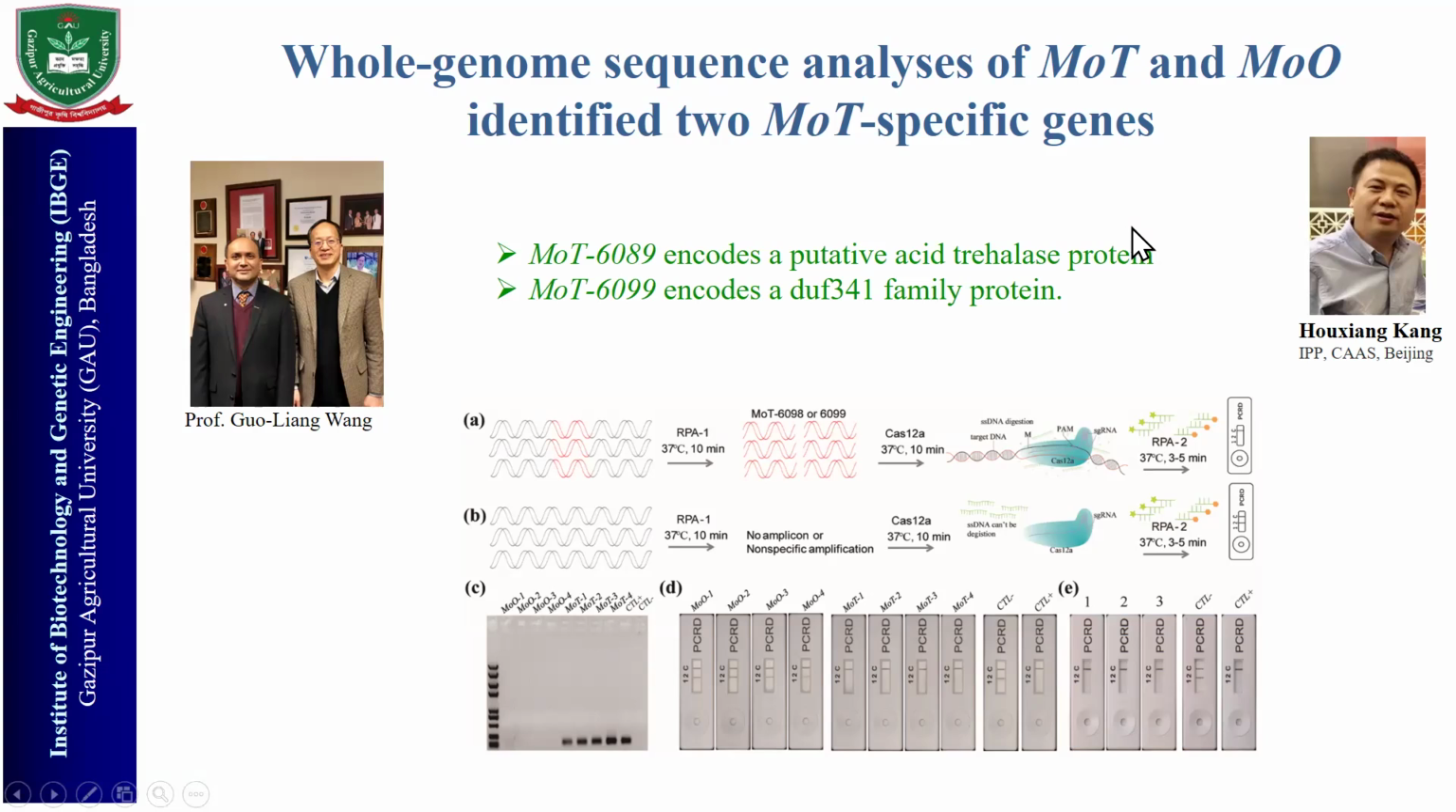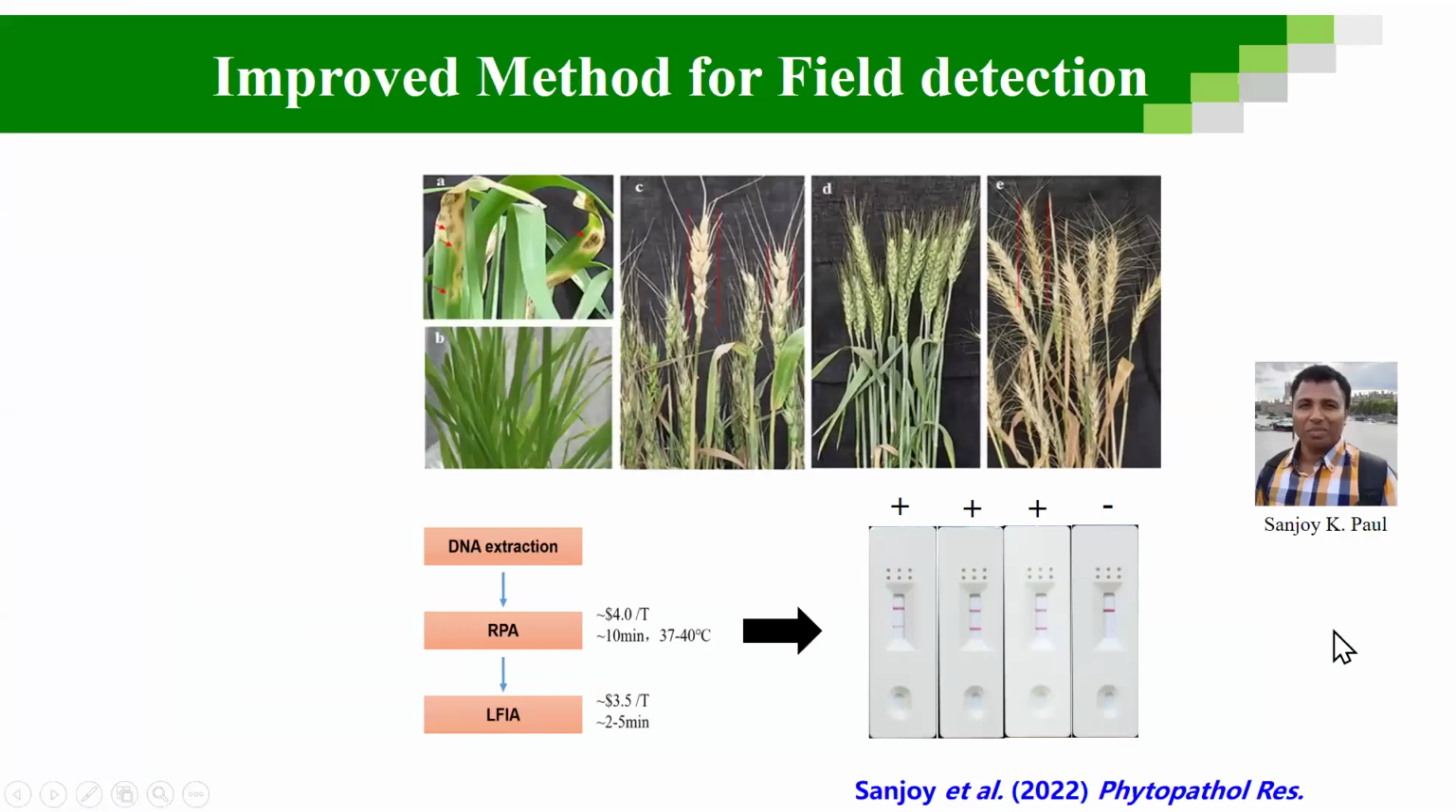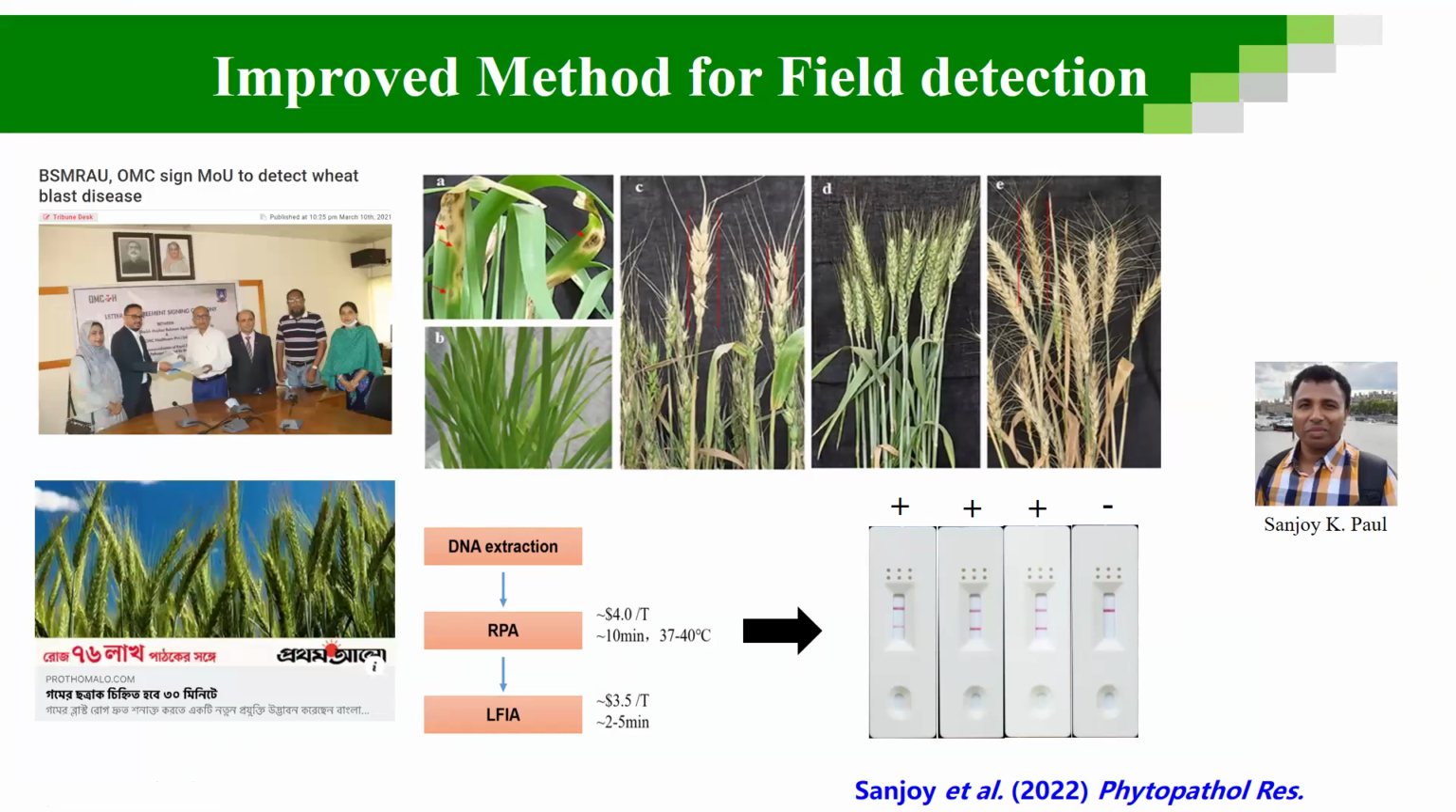And we had lots of collaborators. Finally, we developed this pregnancy-strip-like method, and it was published in an international journal. My PhD student Sanjoy developed this device. If the result is positive, there are two bands, and if there is no pathogen, only a single band. So anyone can do that job within 30 minutes.